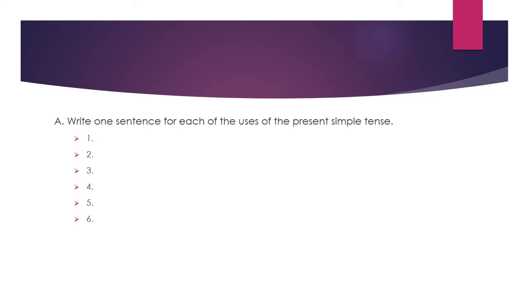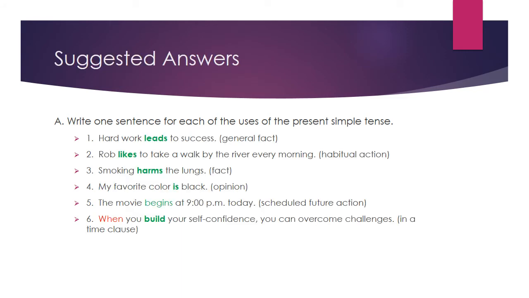Okay, here you're supposed to write one sentence for each of the uses of the present simple tense. I did that for you. Number one, a general fact, something everybody agrees on. Hard work leads to success. Why did I add an S? Because hard work is the subject, it. It leads to success. General fact.